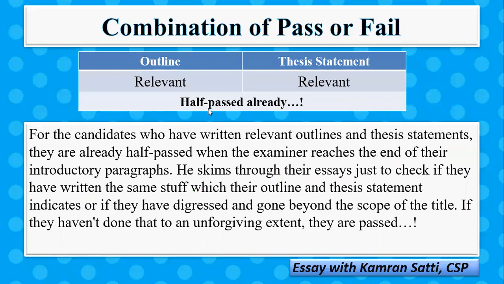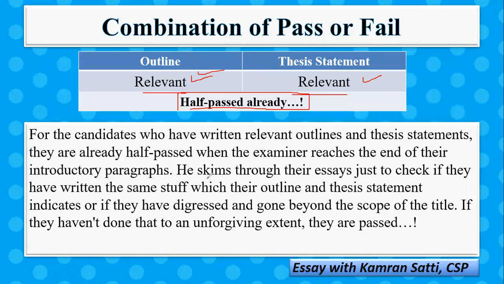Now, these sort of candidates have good command over English, and they write both relevant thesis statements and outlines. They have properly understood the topic, and they have conveyed to the examiner also that they have understood the topic. These candidates are already halfway passed within the next 5 minutes, because the examiner has read your outline and your introductory paragraph, and he hasn't found any grammatical or sentence structure mistakes in your essay, and you have understood the topic.